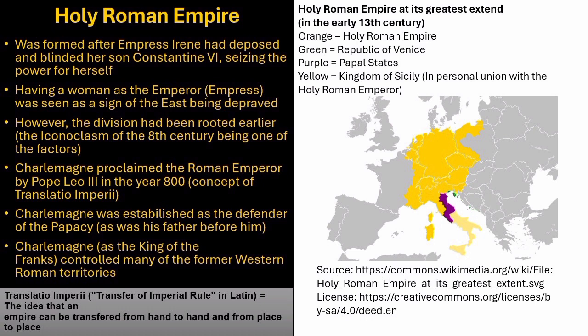The reasons for choosing Charlemagne as the new Roman emperor include the fact that he was controlling many of the former Western Roman territories, as he was the king of the Franks, while another important factor was the fact that Charlemagne was established as the defender of the papacy, as was his father before him. More specifically, Charlemagne defended the papacy from the Lombards.